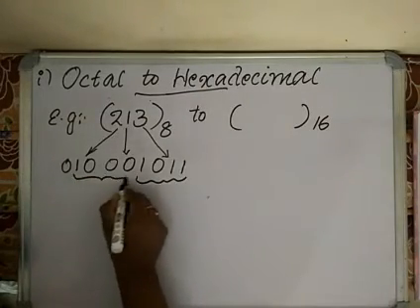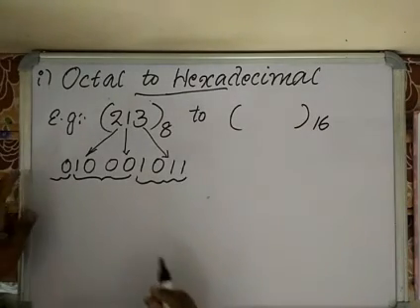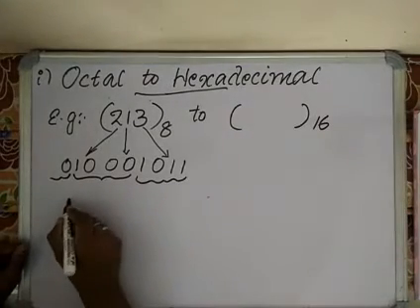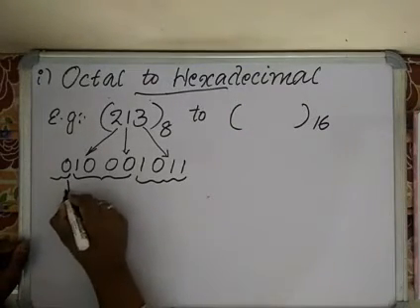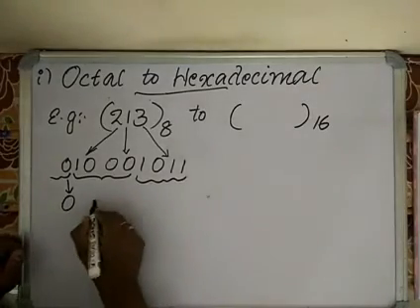Group this 4. Okay, this 0 alone. So in the most significant digit part, if 0 means the result value here, it will be 0. This group value will be 0. Then 1000 means 8.